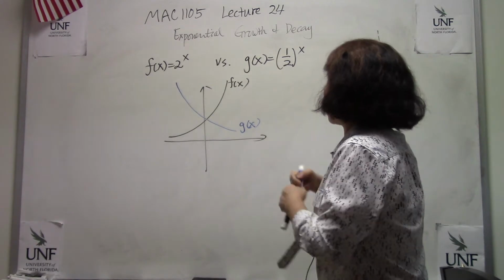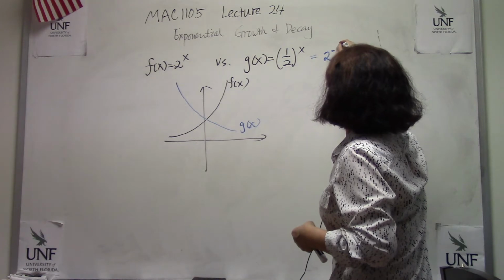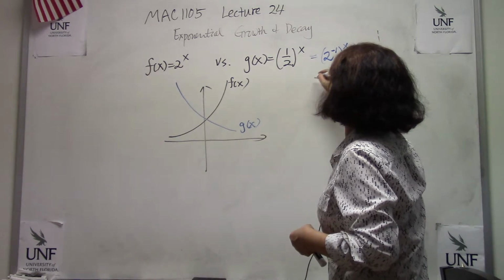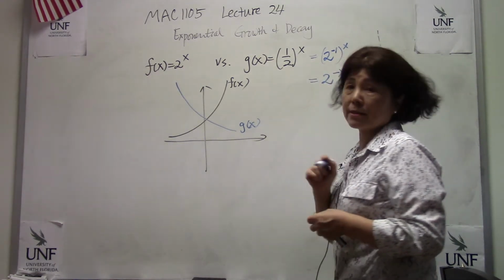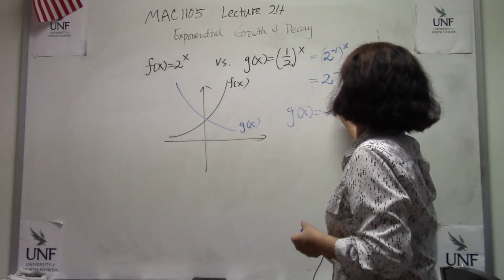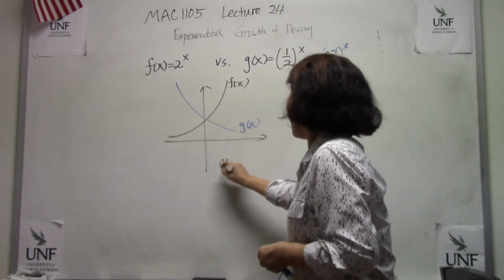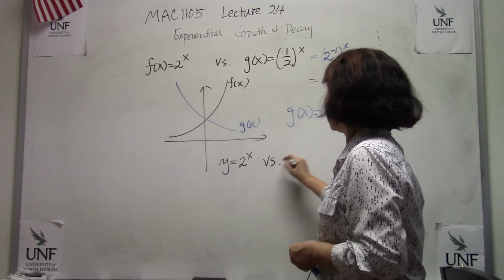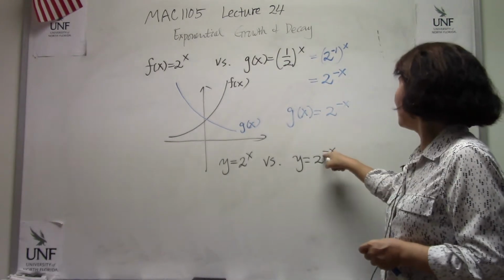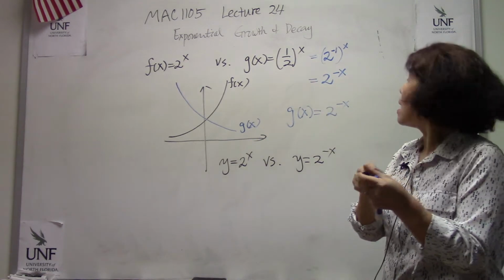Well, can you rewrite this 1/2 to the x power? We can say that 1/2 is 2 to the negative 1, to the x power. Therefore, it is 2 to the negative x. So now we can write that g of x equals 2 to the negative x. Therefore, our models are basically y equals 2 to the x versus y equals 2 to the negative x. So when you have a negative exponent, it shows decay, and when it is positive, it is going to be growth.